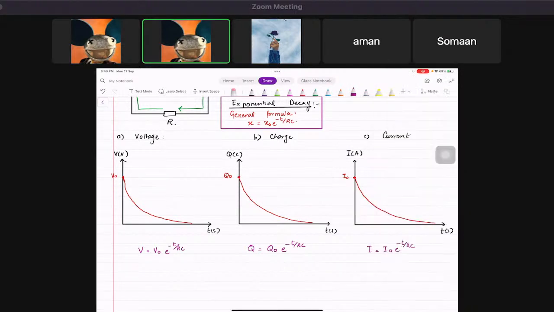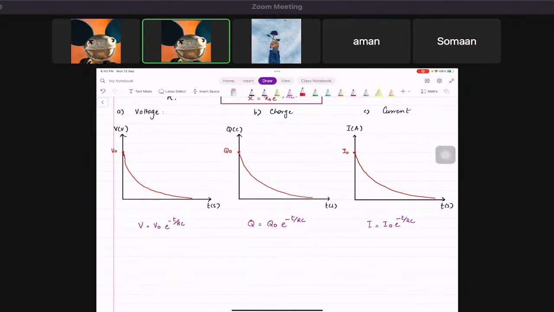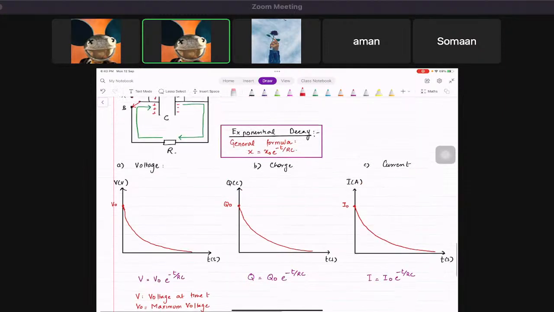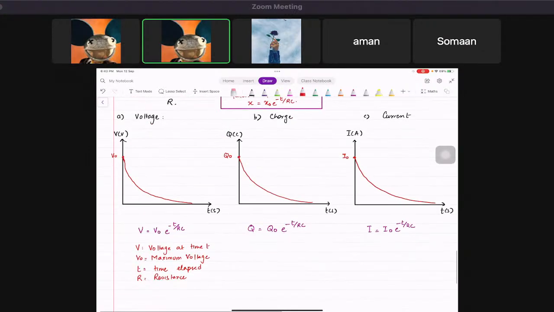Now remember this, very important. Here V is the voltage at time t, V naught is the maximum voltage, potential difference really, t is the time elapsed, R is the resistance of the resistor, right? So that's this R right here. And then C is the capacitance of the capacitor. So you guys need to remember all of these are the same. Like Q would be the charge at time t, Q naught is the maximum charge, and the rest of the things are the same.